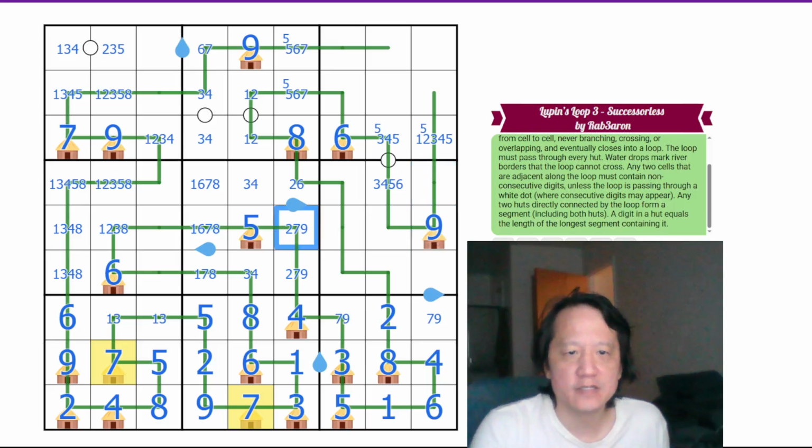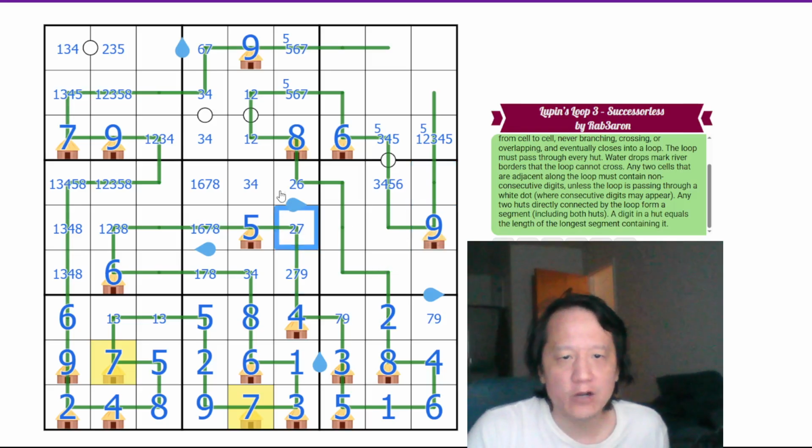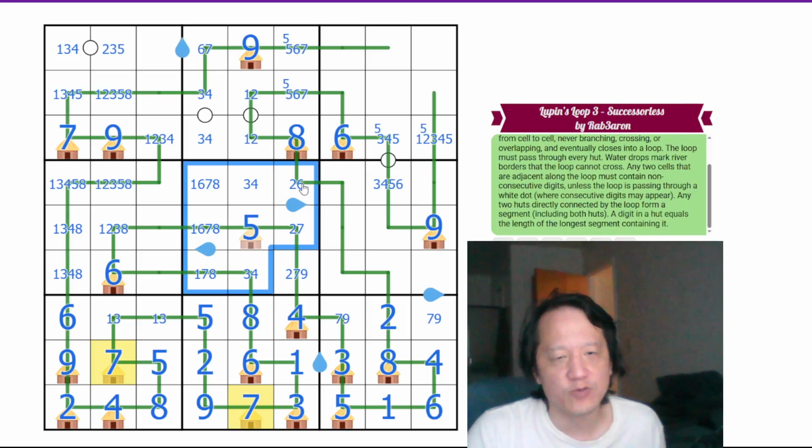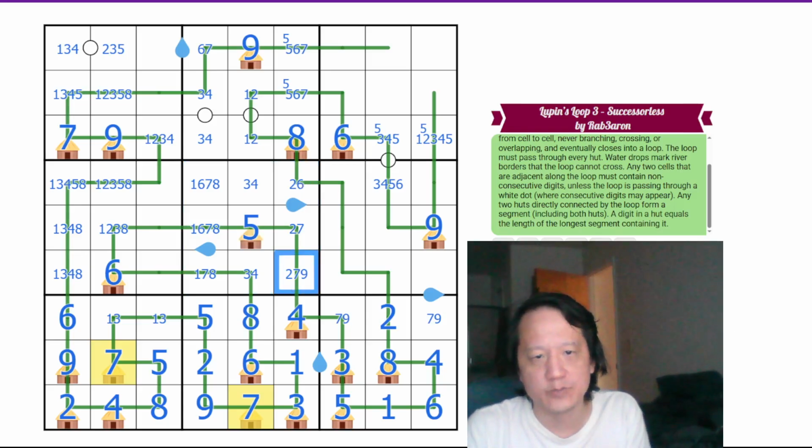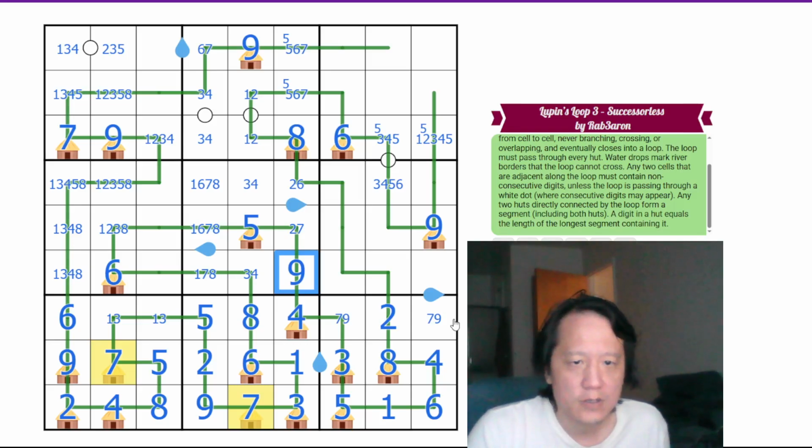9 eliminates 9 here. Where is the 9 in box 5? Can't be here, can't be here because 9's in the column, can't be here because 9 in the row, can't be here because that's consecutive with 8, so 9 has to be here. Interesting.